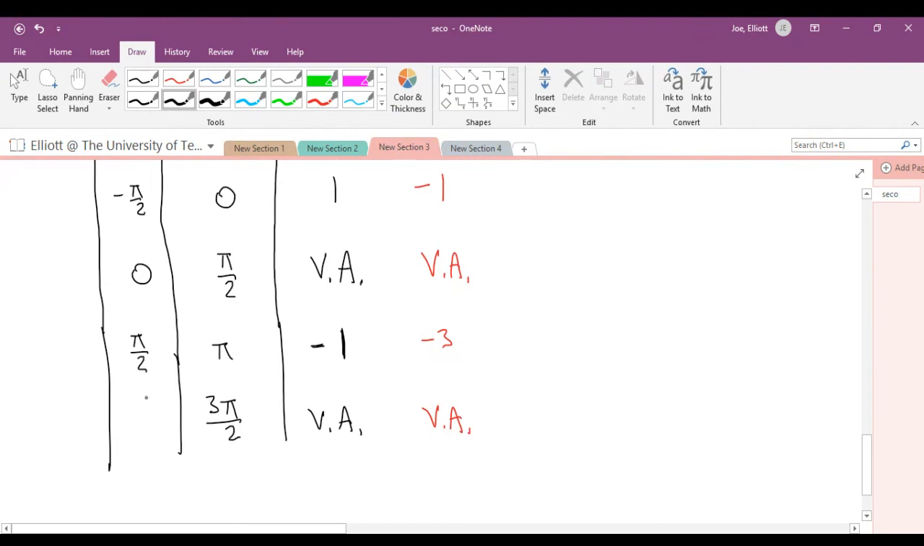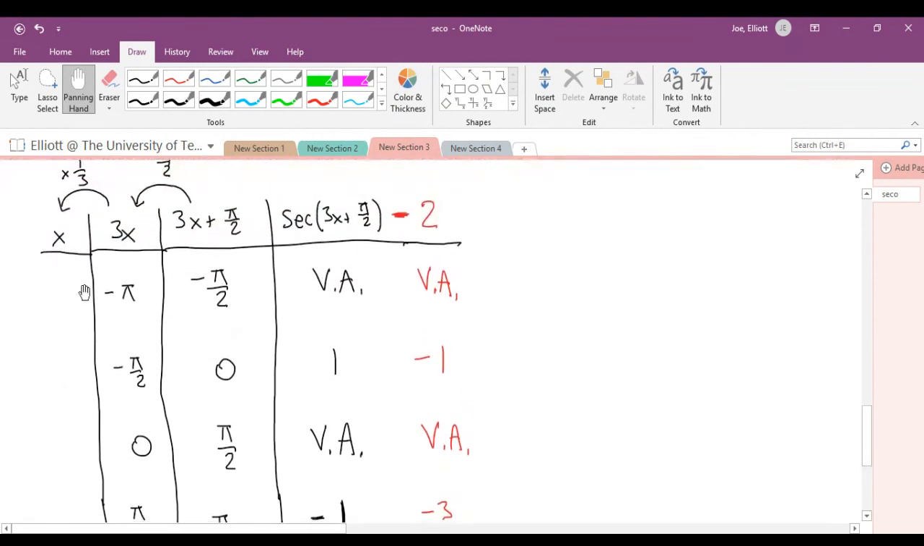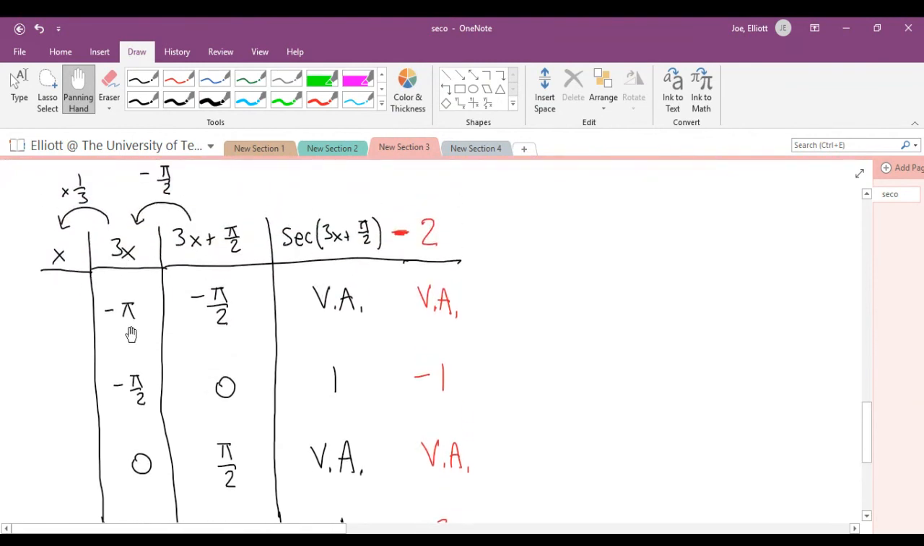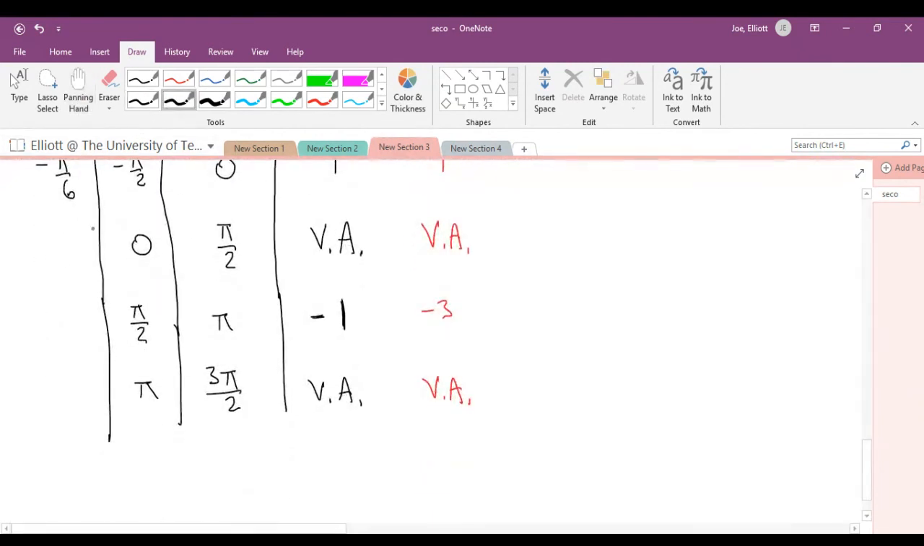And then just continuing to subtract pi over 2 from everything. Okay, so we have that column filled out. And then now from this column, we're going to multiply every number here by 1/3 in order to get the values for x. So minus pi over 3, and then minus pi over 6, and then 0, pi over 6, and pi over 3, okay?